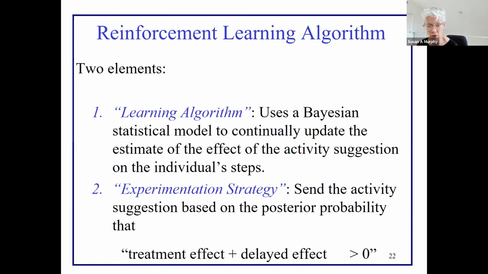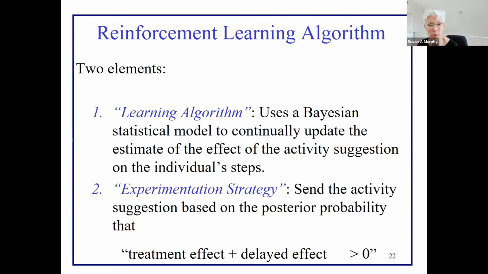We get that too, and we get that combination. We ask, what is the posterior probability, given everything we've seen on you up to now? What's the posterior probability that the treatment effect plus the delayed effect is going to be greater than 0? If it's going to be greater than 0, that's good. That means more likely to send a message. If it's less than 0, we're definitely less likely to send a message. So we actually calculate that probability, and that's the probability we use to randomize.